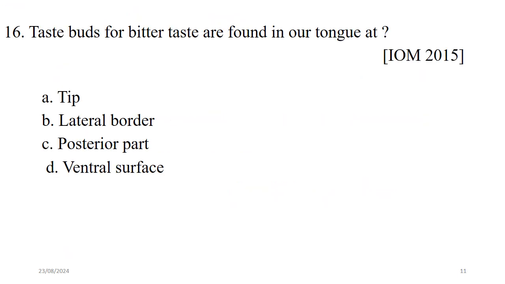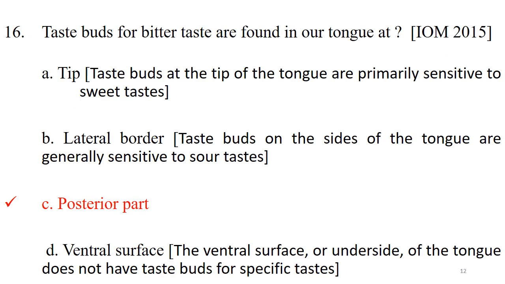Question number 16. Taste buds for bitter taste are found in our tongue at option A, tip, B, lateral border, C, posterior part, D, ventral surface. The correct answer is option C, posterior part.